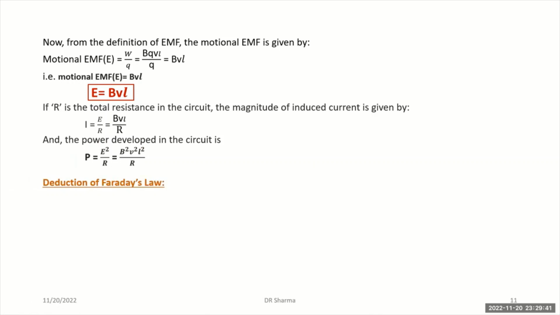From this same condition, of a conductor sliding over a rail of wire, we can deduce Faraday's law. I want to remind you that according to Faraday's law, the magnitude of induced EMF is equal to the rate of change of magnetic flux. Let us check what the change in flux linked with the conductor gives in this condition.